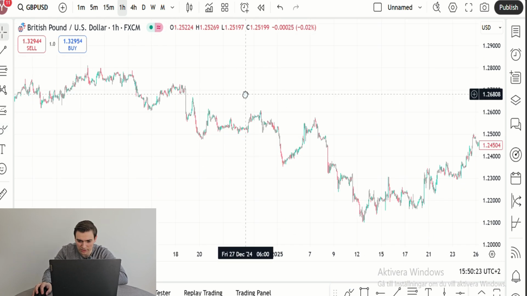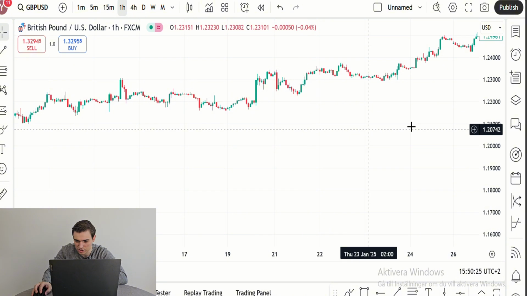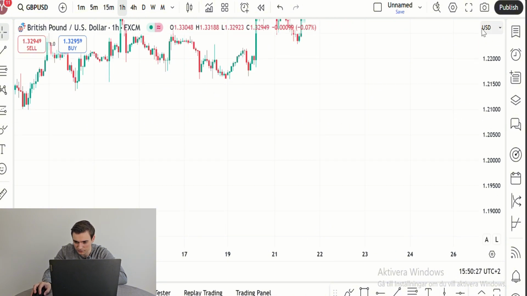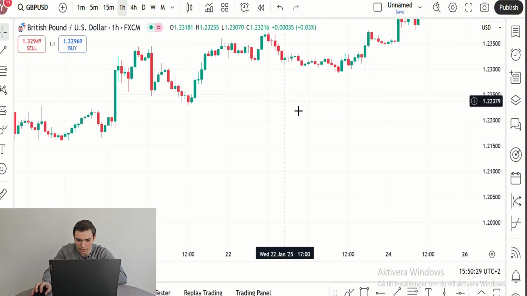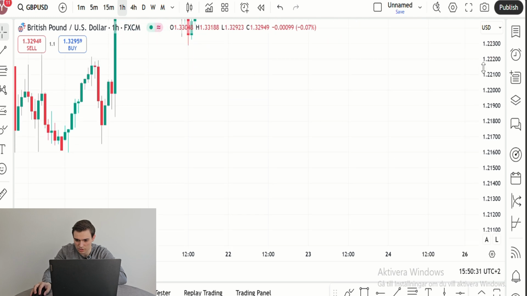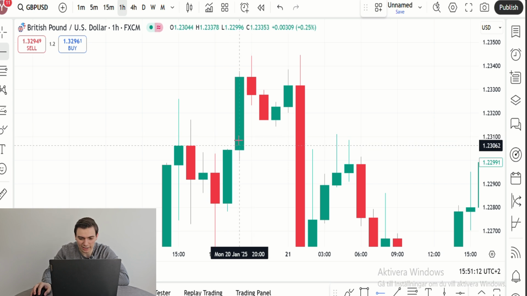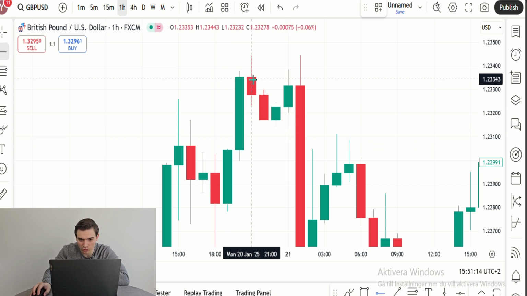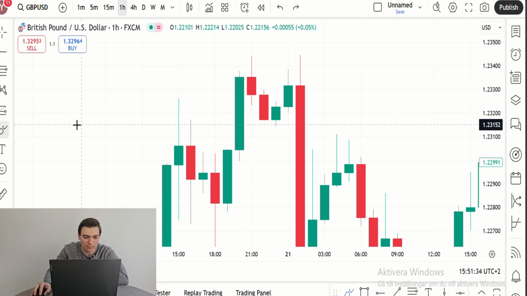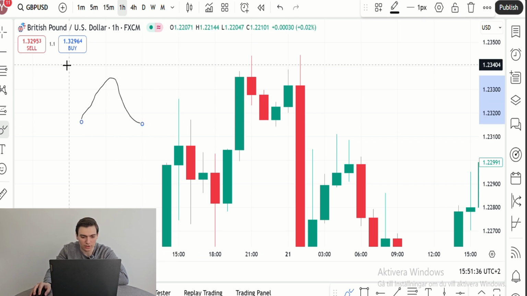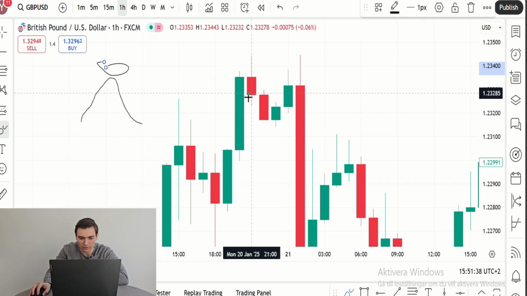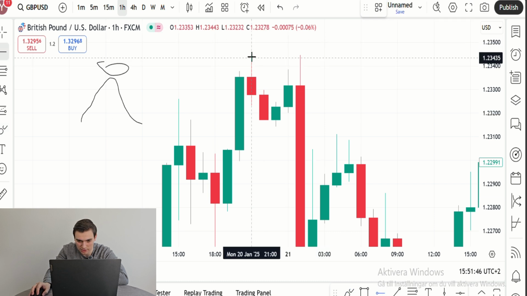So let's just jump into the charts, and I'm going to show you an example of this. Easy. Okay, I'm just going to go step by step, showing you. So a move up and then a move down. What is that? A high. Where is the high? We take the longer wick, which will be this one.